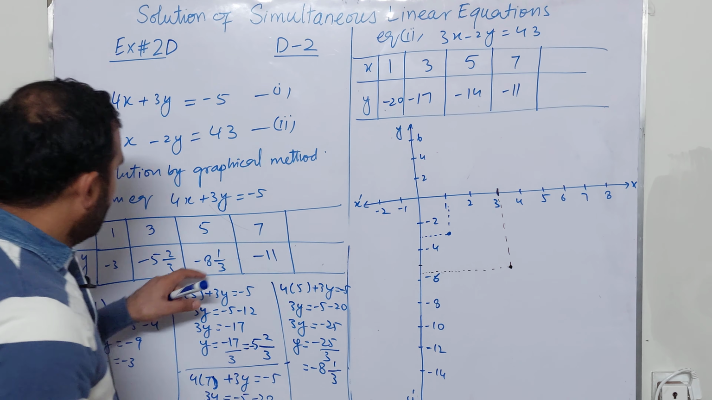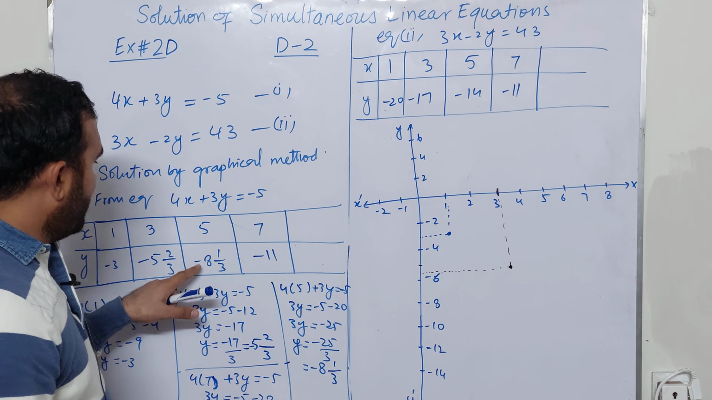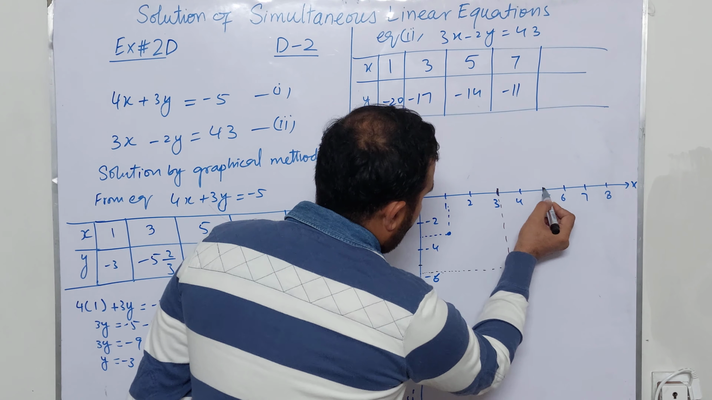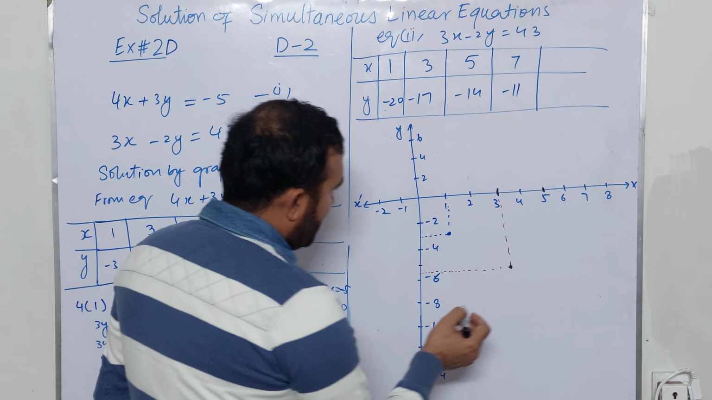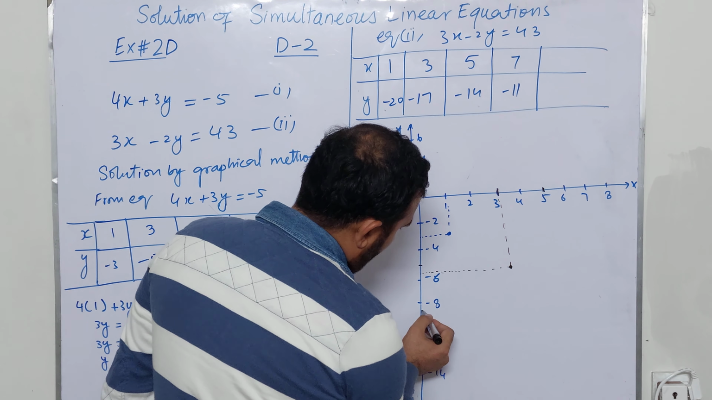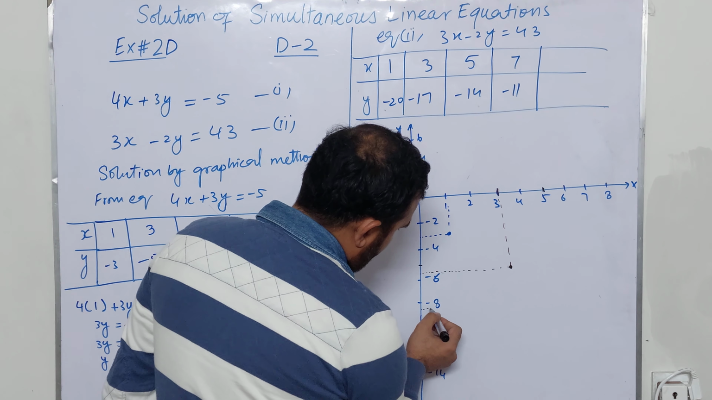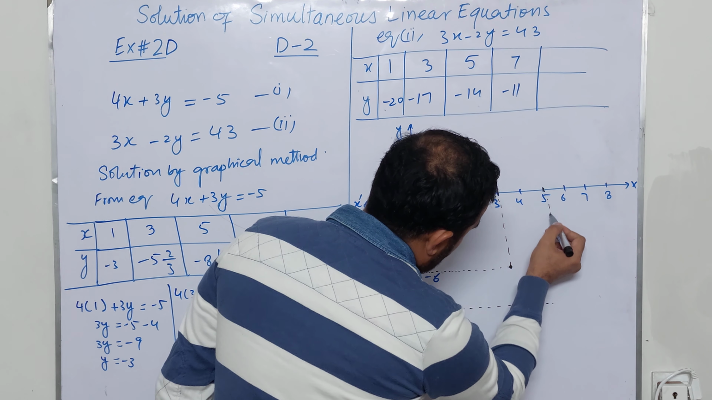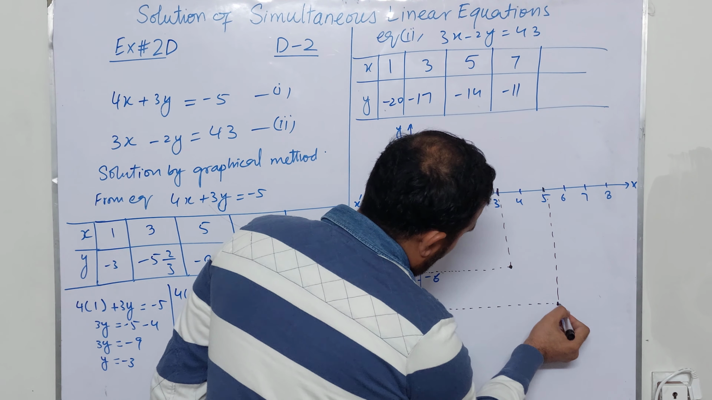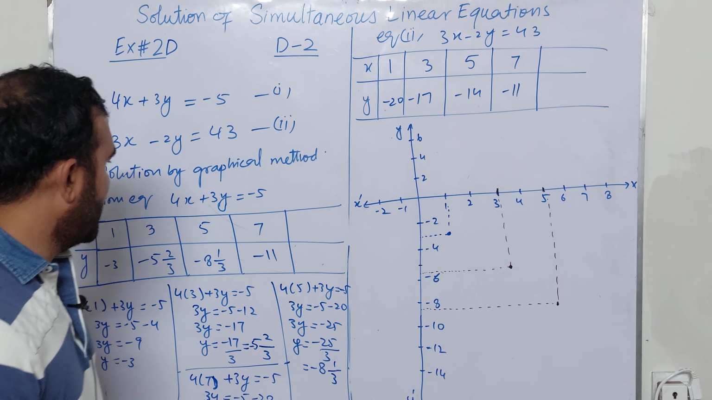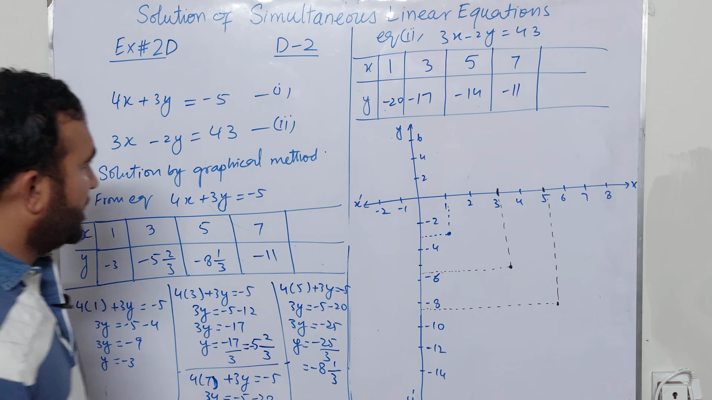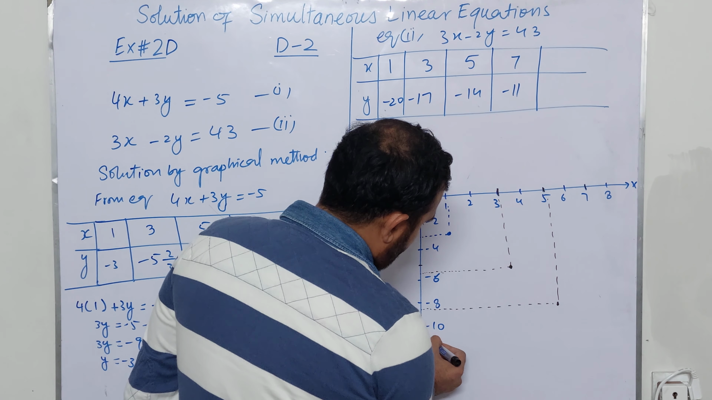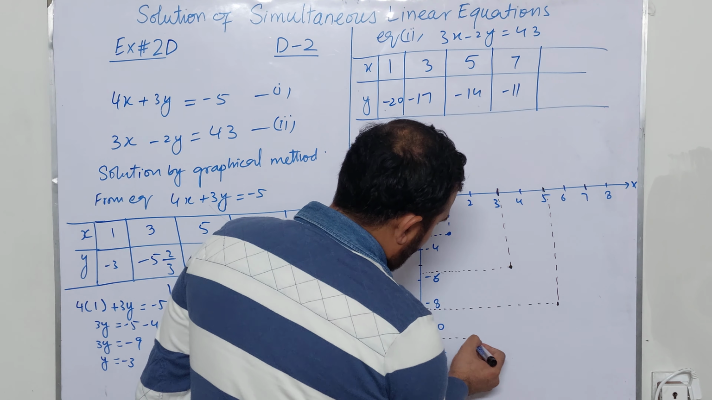The third point is 5, minus 8 and 1 by 3. When x is 5, then y is minus 8 and 1 by 3. So minus 8 and 1/3 after minus 8. So it will be like this. Okay, so that is the third point. And the fourth point is 7, 11. So when x is 7, then y is 11. So 11 is in between 10 and 12.